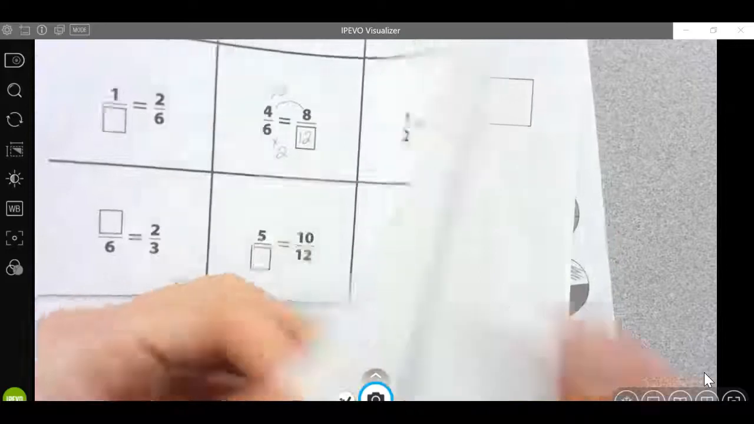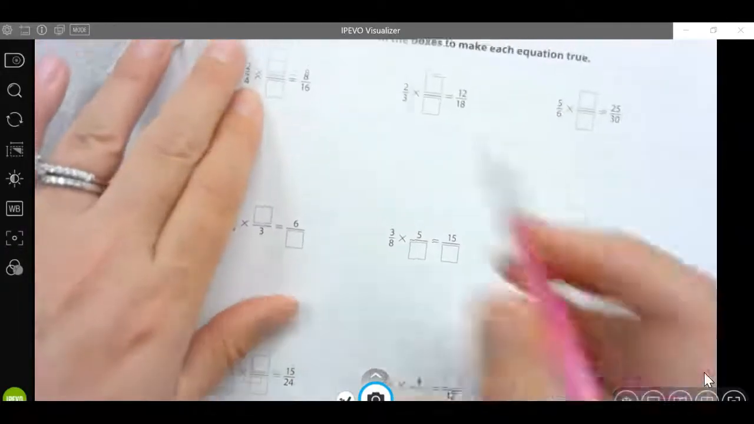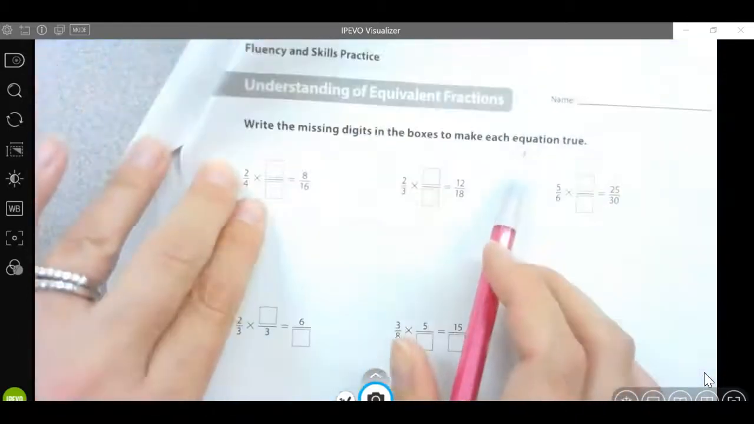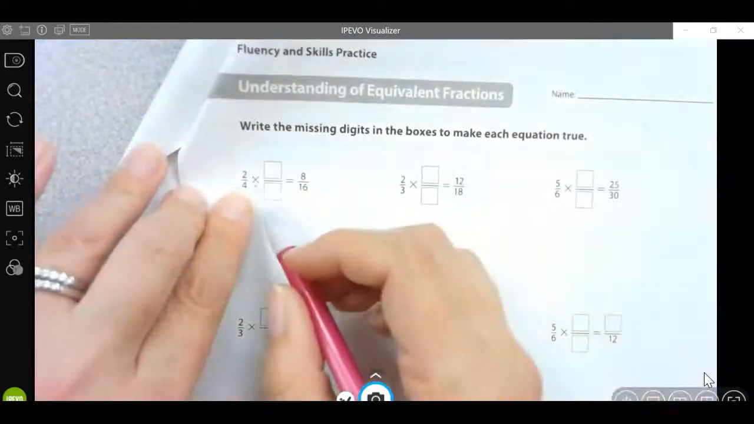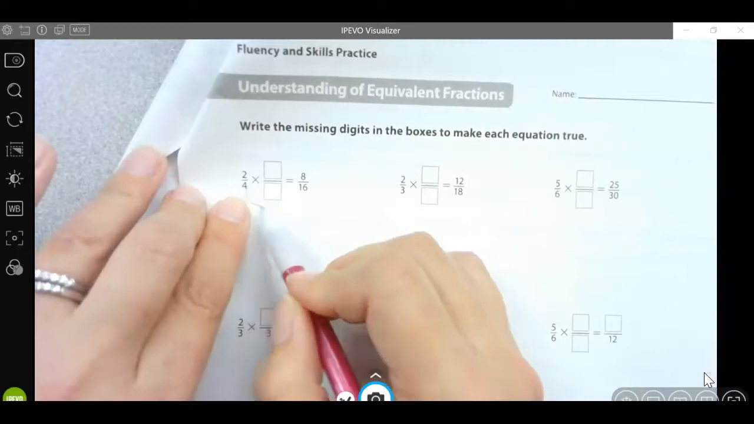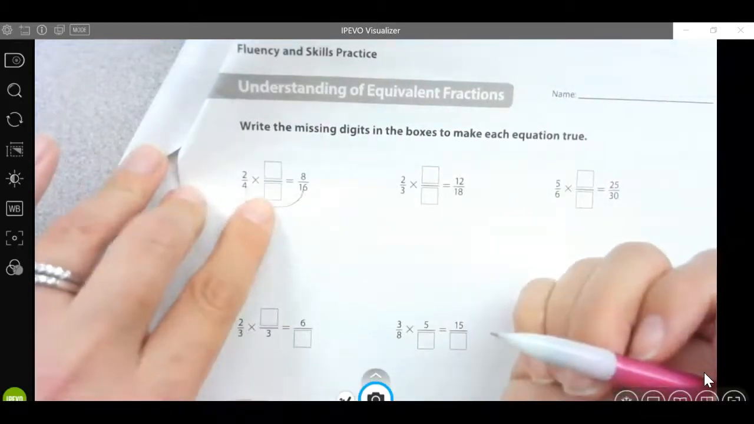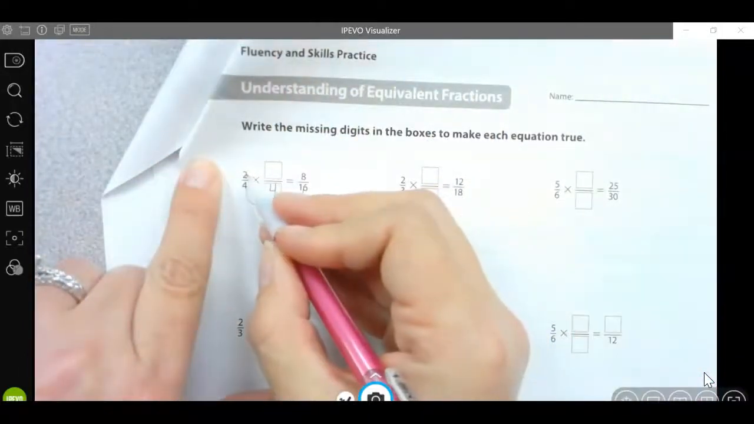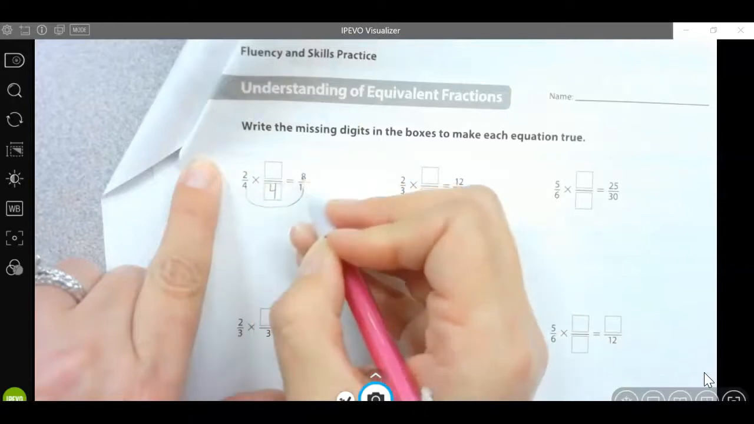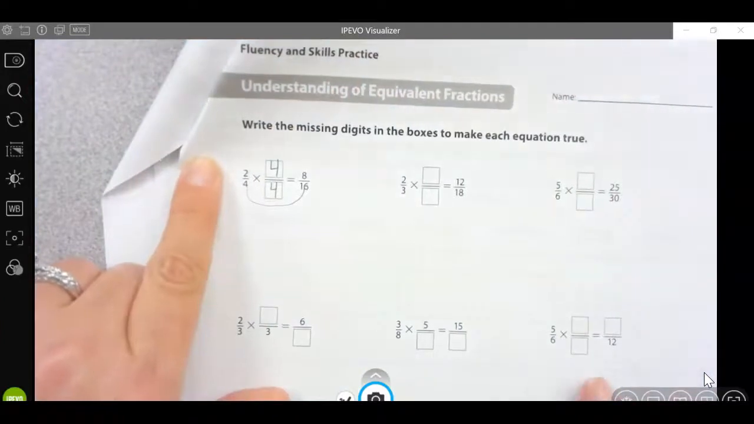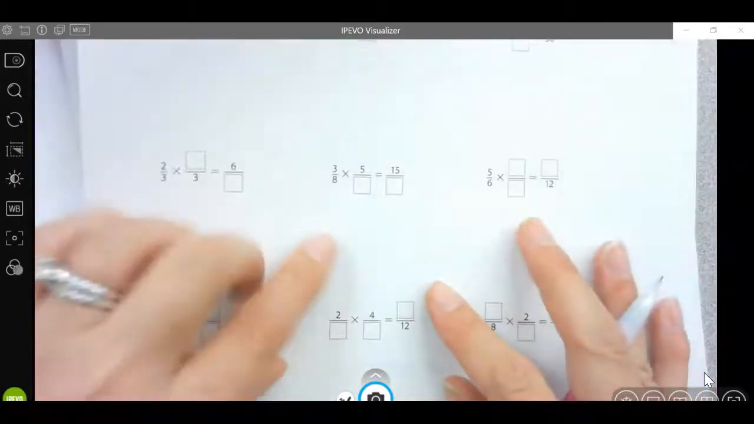Finally, on the last page of the math, we're doing the same thing. Write the missing digits in the boxes to make the equation true. So how do I get from 4 to 16? What do we multiply by? You multiply by 4. How do I get from 2 to 8? Multiply by 4. Okay? It's really important to know our multiplication here.